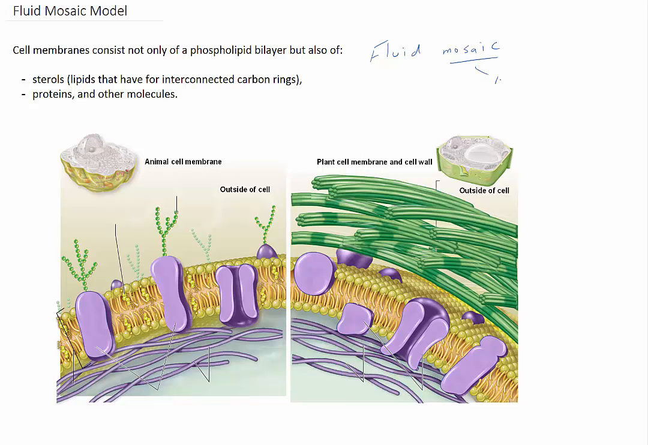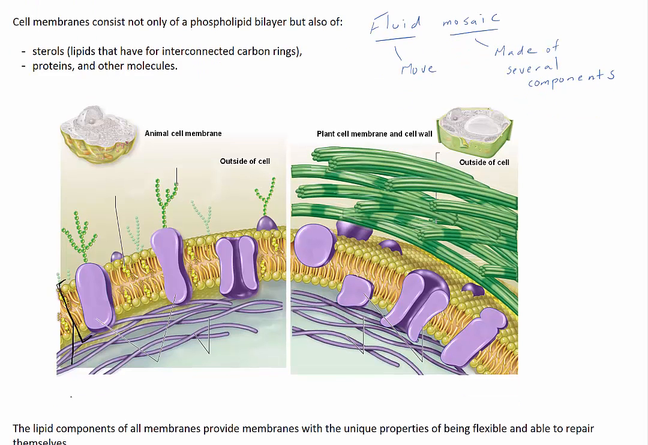Mosaic because it's made of several structures or components, and fluid because the membrane actually can move around. It's not constant. It doesn't stay in one place. So the phospholipids and other proteins that are embedded within it can actually move around. They are fluid within the cell membrane. The cell membranes of both animal and plant cells have phospholipid bilayers, shown here.